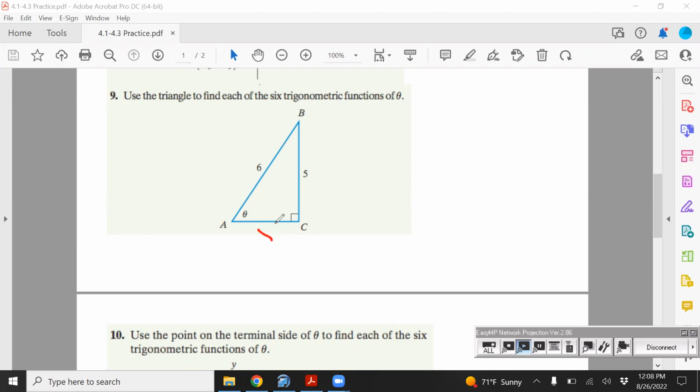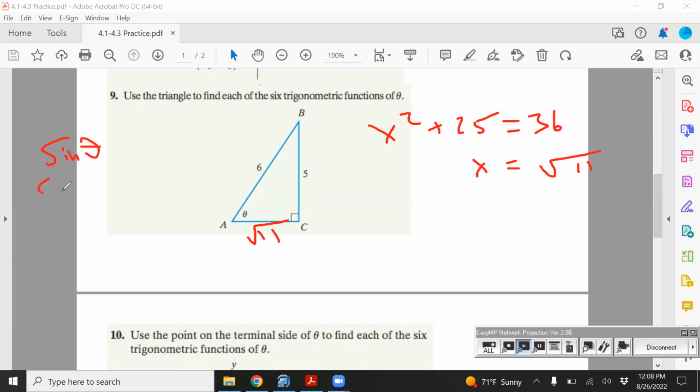I don't know this side, right? How do I find that side? Yep, you do Pythag. It's root 11. Got it. I'm going to make that root 11. And then you just carry on with all the trig functions, right? You're going to do sine, cos, and tan.